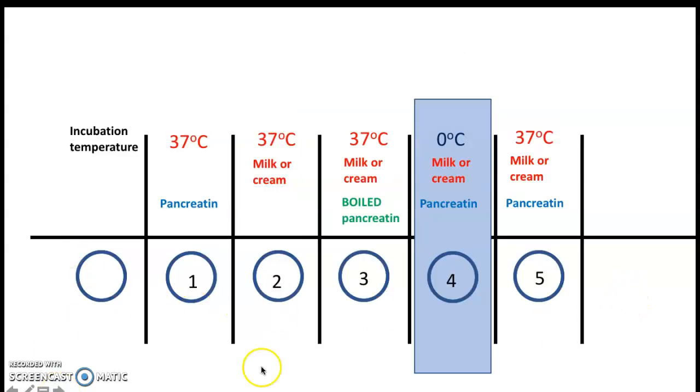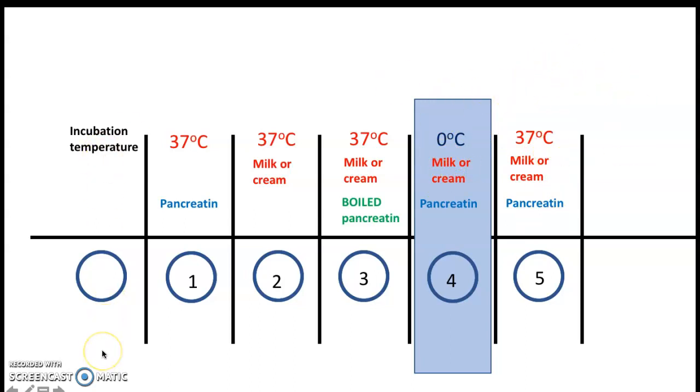So again, we'll have 5 tubes labeled 1 through 5. In test tube number 1, we're going to have pancreatin, which is kind of a catch-all name for a collection of enzymes that come from the pancreas. So it will have both lipases and proteases that are present in here. In test tube number 2, you're going to have milk or cream. You can use either one. Obviously, cream will have more fat. In test tube number 3, you're going to have milk or cream and then boiled pancreatin solution. In test tube number 4, you're going to have milk or cream and pancreatin. And in test tube number 5, you're going to have your milk or cream and then pancreatin. And the difference here, again, is going to be the incubation temperature.